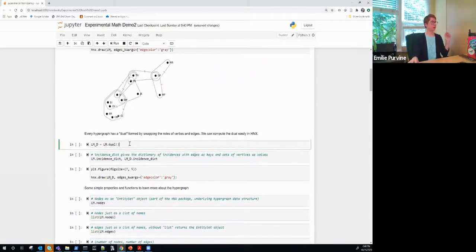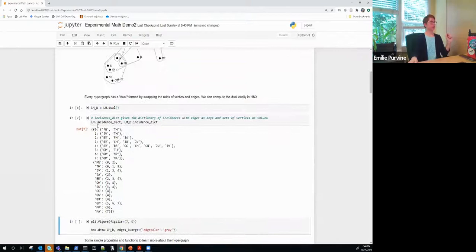I mentioned earlier that every hypergraph has a dual, and so we can visualize and compute the dual very easily by just using the dual function, and can prove to you that in fact it is doing the dual.